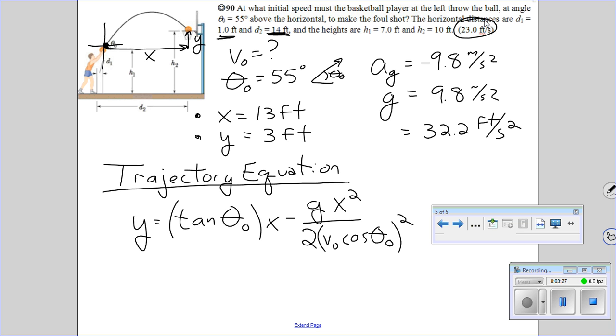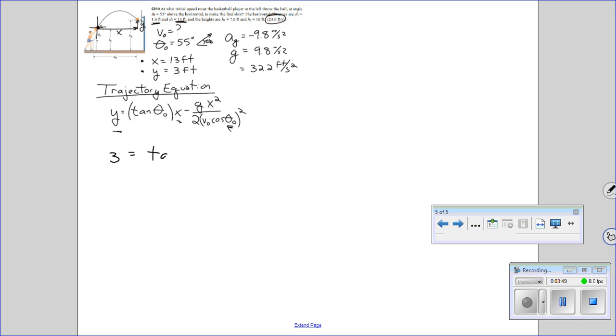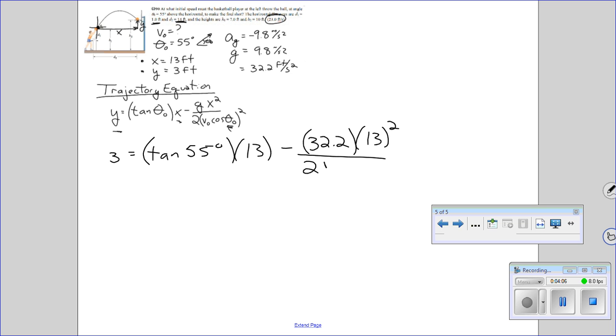So at this point, it's basically just plug and chug. We know our x, we know our y, we know our theta naught, and we've got to find our v naught. I'm going to plow through these equations here, and clear up some board space first. So here we go. I'm just going to start plugging in numbers. We know that our y value is 3. That's got to equal the tangent of 55 degrees times 13 minus, remember g is not 9.8, it's 32.2, times x squared, so times 13 squared, all over 2 times v naught squared times the cosine of 55 degrees squared.